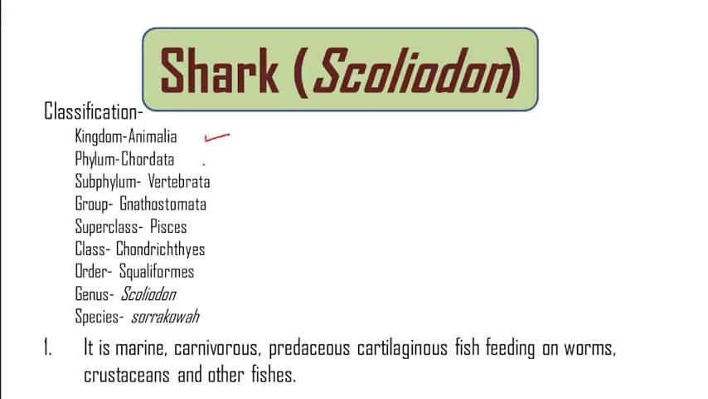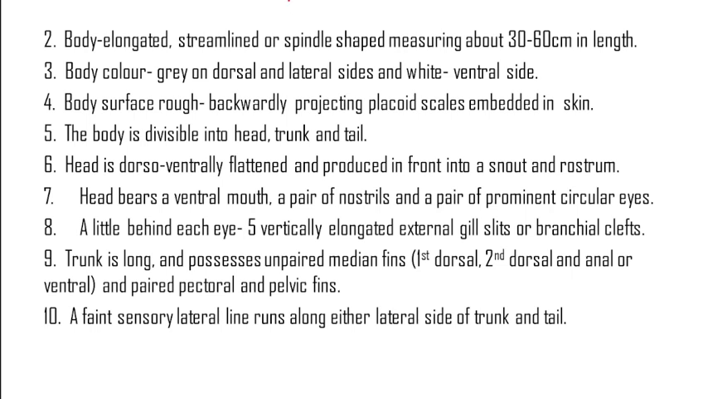Classification belongs to kingdom Animalia, phylum Chordata, subphylum Vertebrata, group Gnathostomata, superclass Pisces, class Chondrichthyes, order Squaliformes, genus Scoliodon, and species sorrakowah. It is a marine, carnivorous, predaceous, cartilaginous fish feeding on worms, crustaceans and other fishes. Body elongated, streamlined, or spindle shaped, measuring about 30 to 60 centimeter in length. Body color is gray on the dorsal side and the lateral side it is white.